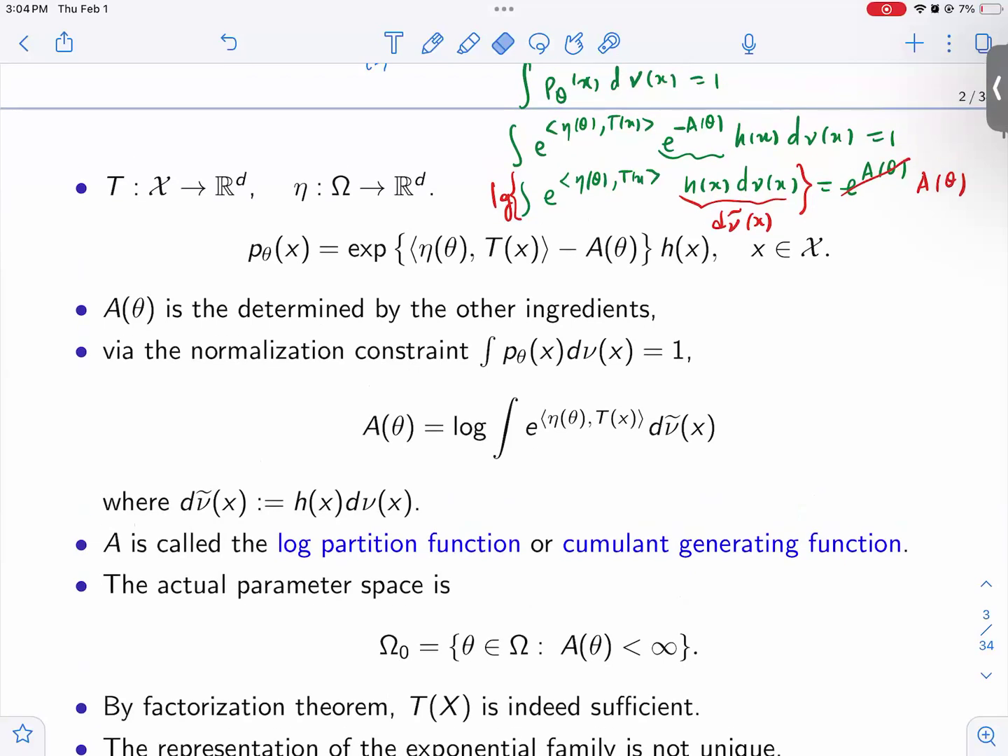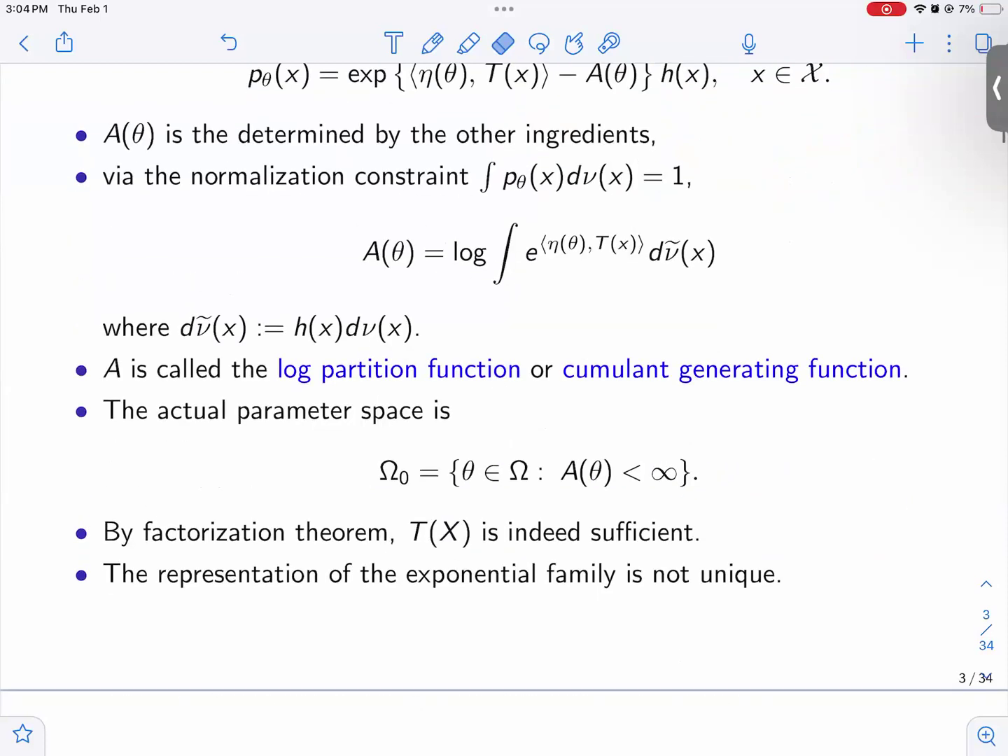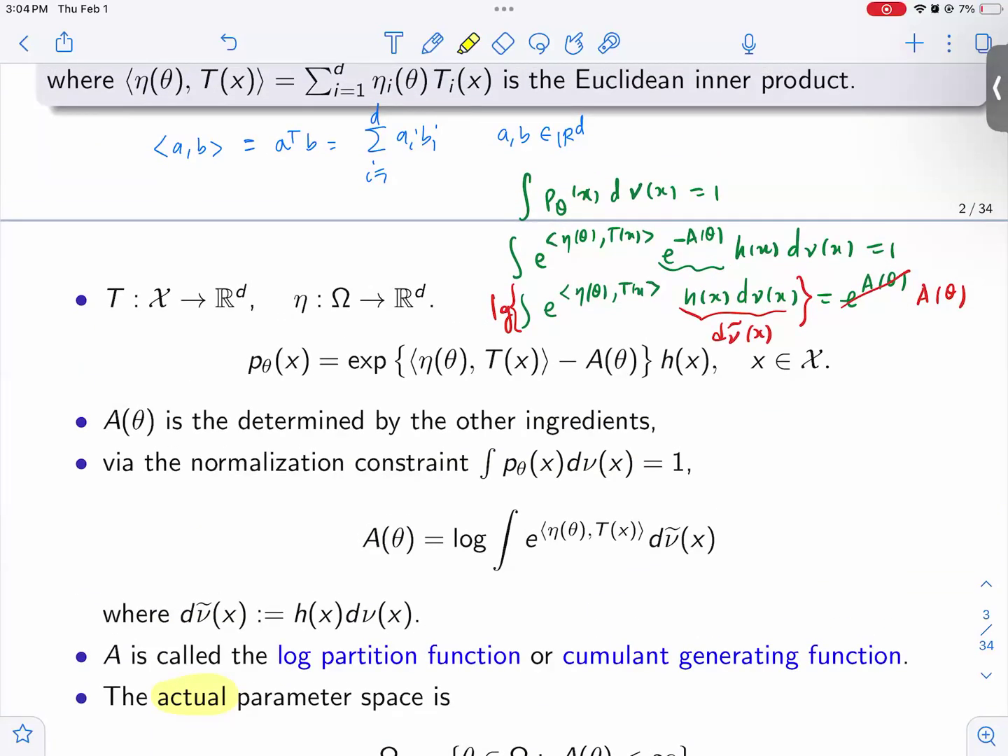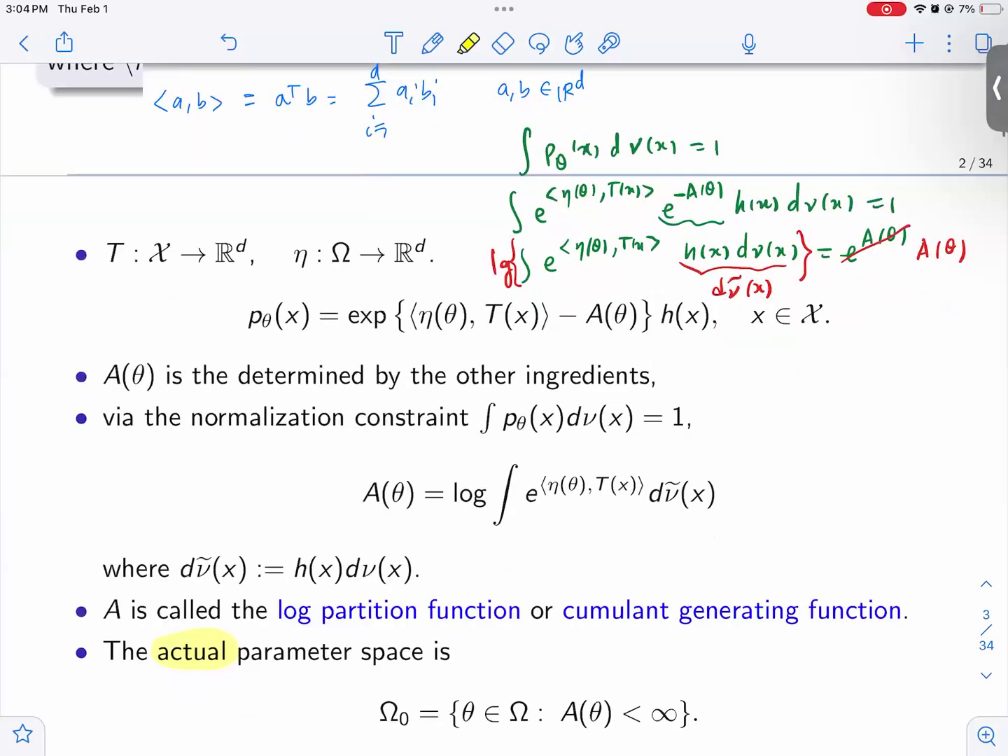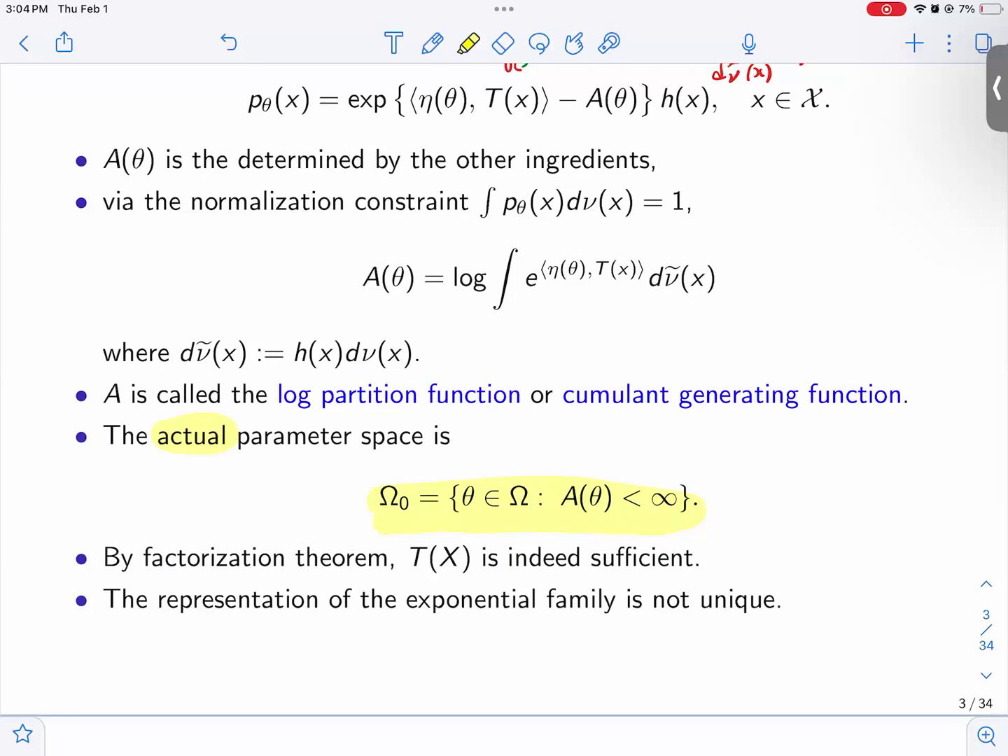So once I specify these ingredients, there is a natural, I'm going to call it actual parameter space. I'm not going to call it natural because natural is something else, and actual is not standard terminology. The actual parameter space is all the theta for which A theta is finite. Okay, you started from some omega, you had some functions, etc. But these densities might not work for all omega, only for a subset where this integral is finite. And that subset is really your parameter space. So we're going to work with this parameter space, which is where A theta is finite. So A theta is first completely determined by the other ingredients, and where it's finite, it determines the actual parameter space that we work with. And that's sort of the basic idea, okay?